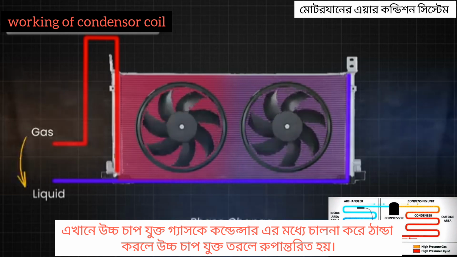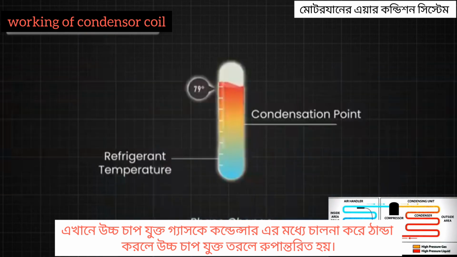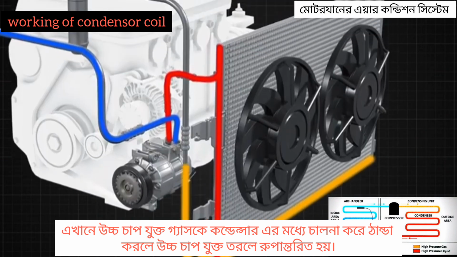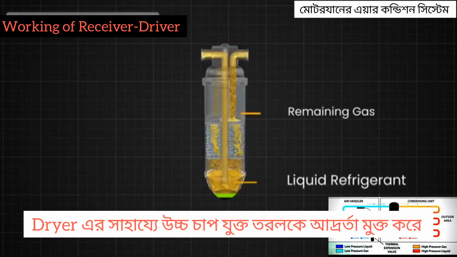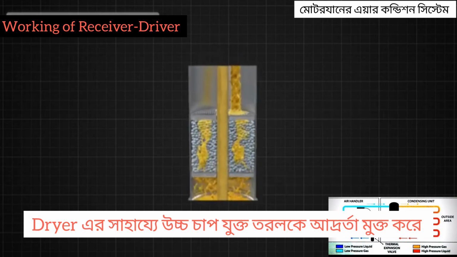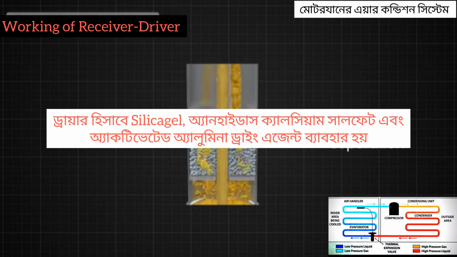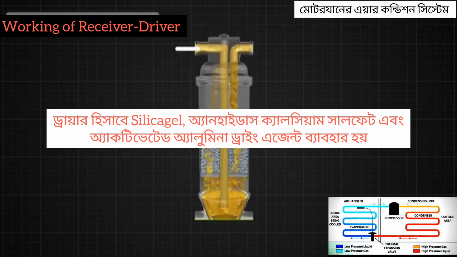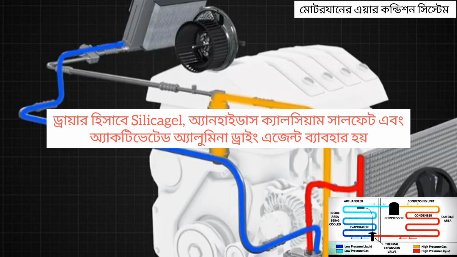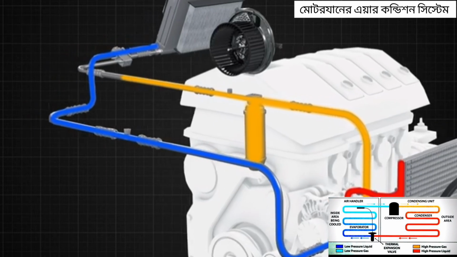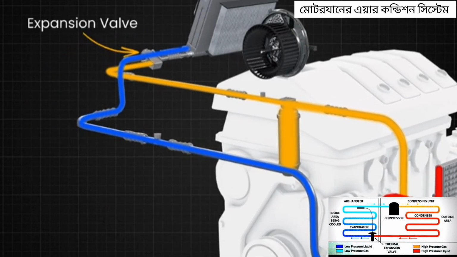This is called phase change. This phase change occurs because the refrigerant's temperature drops below its condensation point as it releases heat. The cooled refrigerant is now cycled through the receiver dryer. The receiver dryer helps separate any remaining gas from the liquid refrigerant. The internal structure of the receiver dryer facilitates this separation, ensuring that only liquid refrigerant flows to the expansion valve. The filtered, moisture-free, high-pressure liquid refrigerant exits the receiver dryer and flows towards the expansion valve.